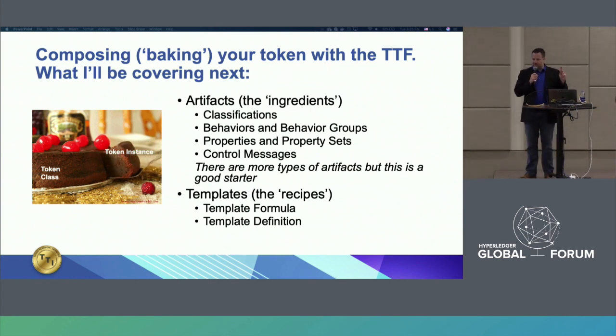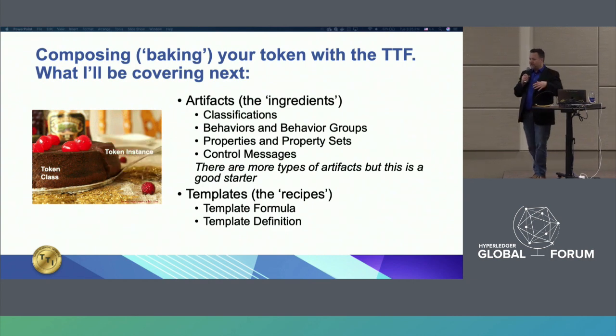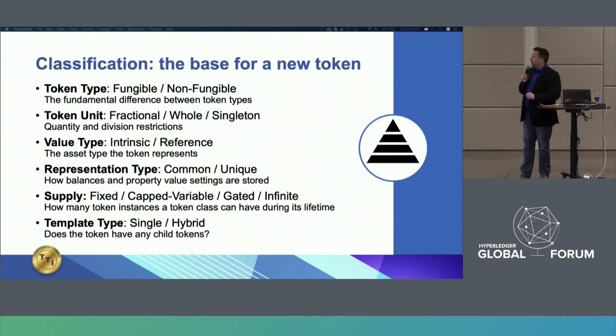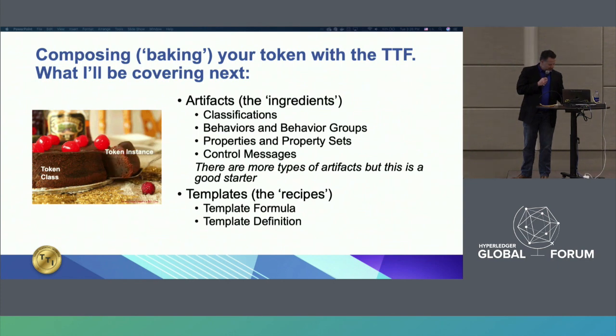So you have two parts in the token taxonomy. You have artifacts, and I'll talk about them in a minute. And then you have what we call templates. And templates are essentially recipes. And they have two parts. They have an ingredients list, and they have a definition where you fill in how many eggs, how much flour, that kind of stuff. So let's talk about how you select these things.